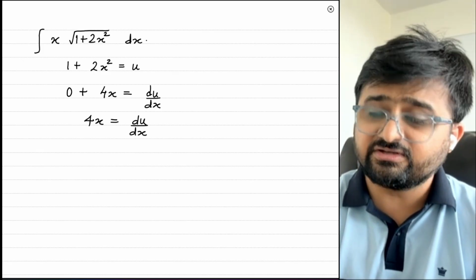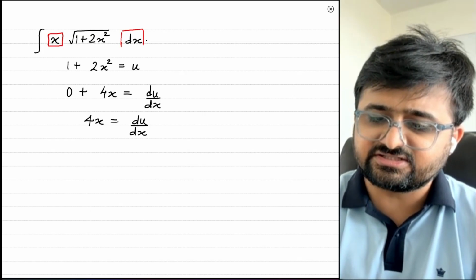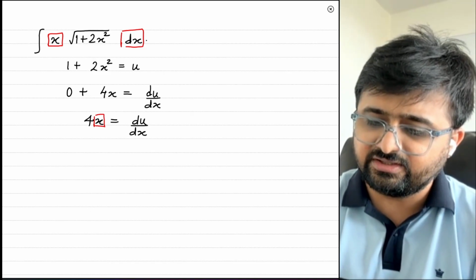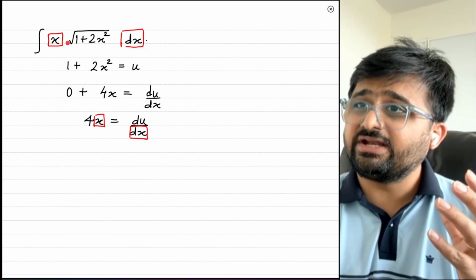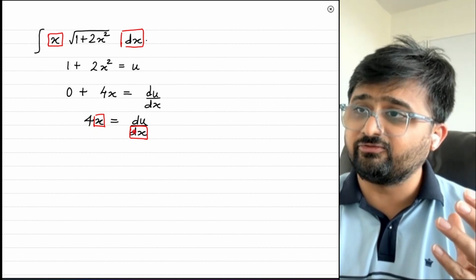If you notice over here carefully in the original integral, there is a x term and there is a dx term. And that's getting generated in this equation right here. So there is a x over here and there is a dx over here. So in order to get that x dx, what you do is shift that dx on the left hand side and take that 4 on the right hand side.